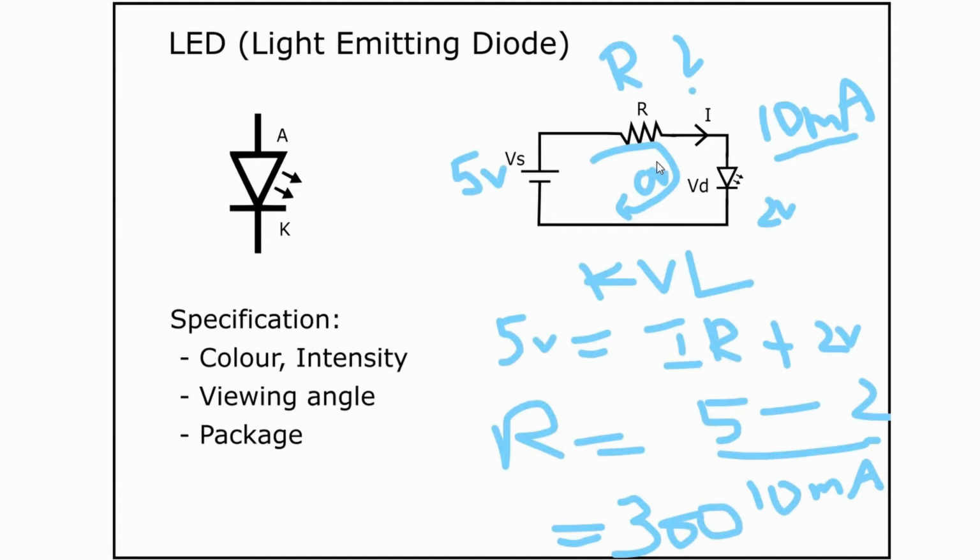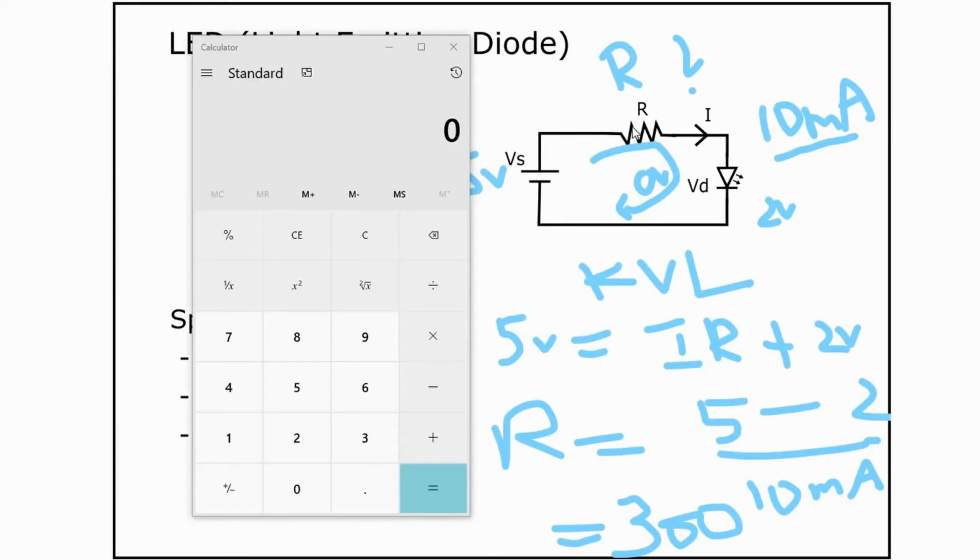So while selecting the resistors, I told you that apart from resistance, we will also have to specify the wattage. So let's calculate what should be the wattage. For the wattage, the power dissipated in this resistor is I square R. I is 10 milliamps and R is 300 ohm. So I square is 0.01 into 0.01 into 300. So you will at least need 0.03 watt.